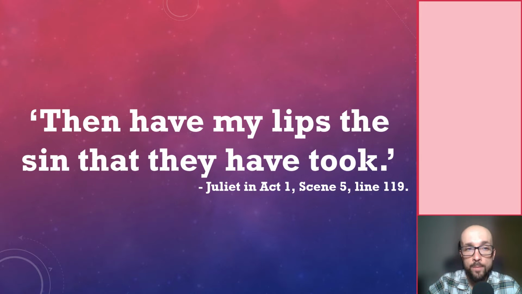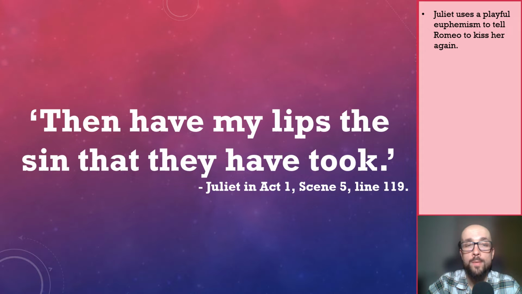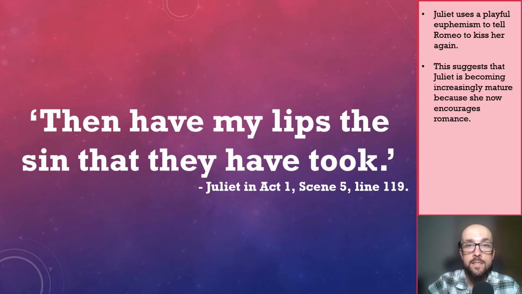Juliet is telling Romeo to take back his sin from her lips. The entire line, therefore, is a playful euphemism that sees Juliet tell Romeo to kiss her again. With the theme of age and maturity in mind, you could argue that this suggests that Juliet is becoming increasingly mature, or in other words, that she is losing her innocence.